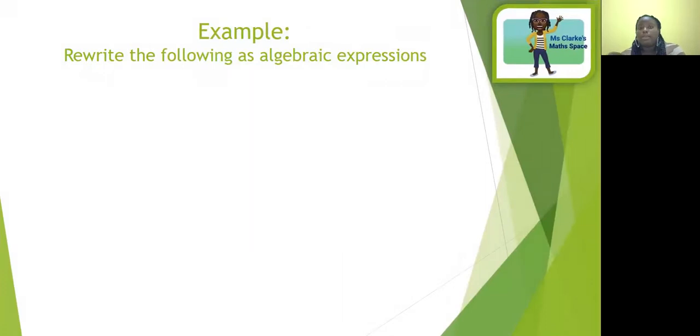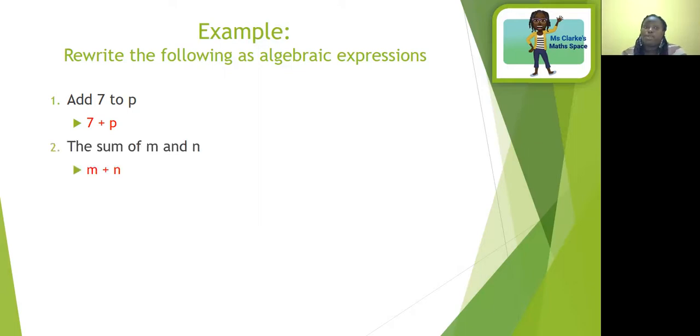So let's go through some examples of what CSEC may ask us. Write the following as algebraic expressions. Add 7 to p. So that's English words. We now want to write it as an algebraic expression. So adding, so you know there's a plus sign you need to use, 7 to p. So it's going to be the same as saying 7 plus p. Question 2. The sum of m and n. Sum means to add. So you're going to put m plus n.